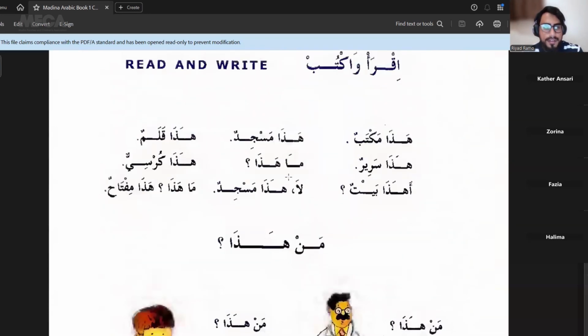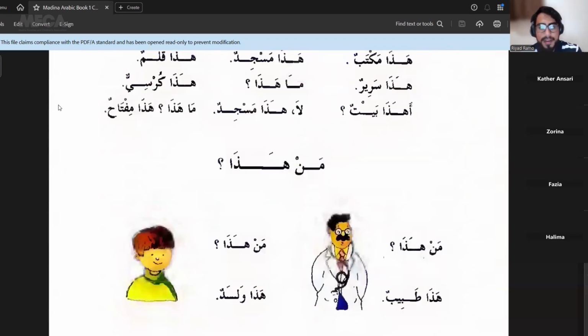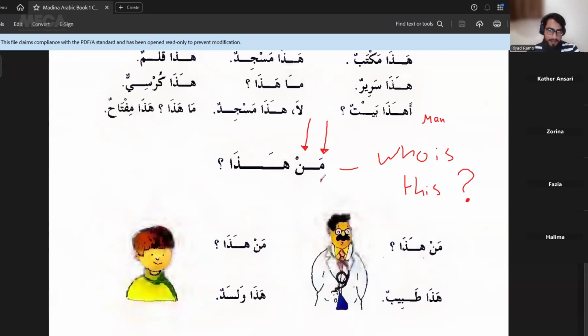Okay, the other thing we learned, men. Men hada. Who is this? Another question. Important to know is there's a fatha on top of the meem, and there's a sukoon on the noon. Men. Very important, because if this is kesra, it means min, from. That's a different word. So men hada. Who is this?